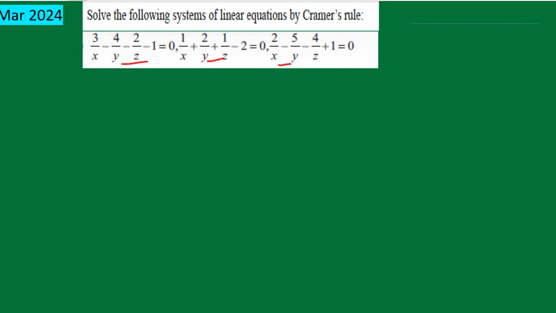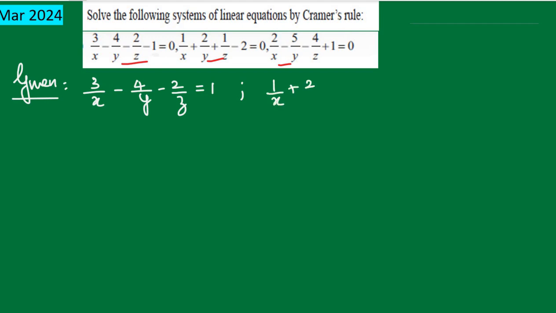So we'll write first what is given in the question. The 3 linear equations are 3 by x minus 4 by y minus 2 by z minus 1 is equal to 0, so I take it as equal to 1. The second equation is 1 by x plus 2 by y plus 1 by z is equal to 2. And the third equation is 2 by x minus 5 by y minus 4 by z is equal to minus 1, taking this one to the right side.